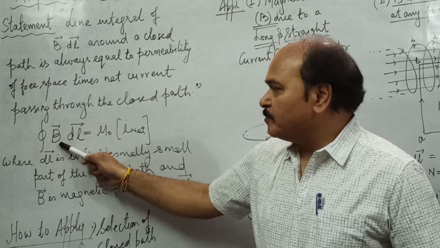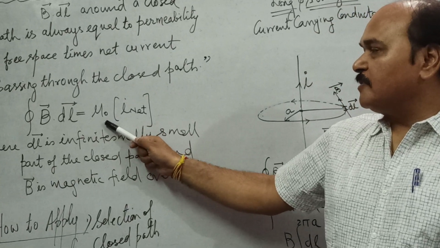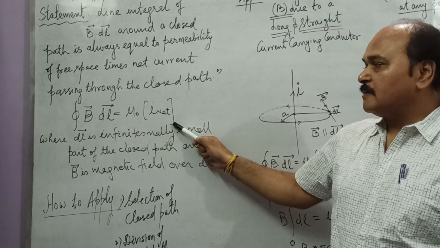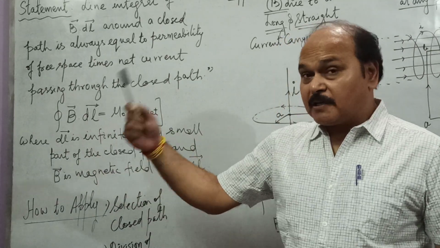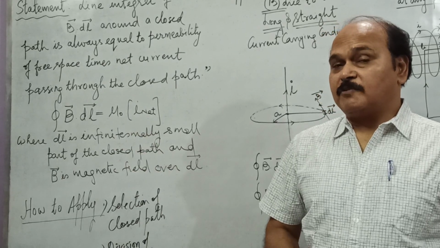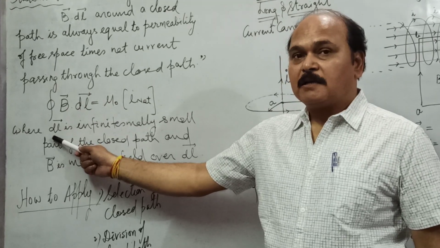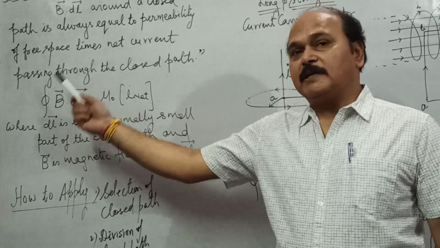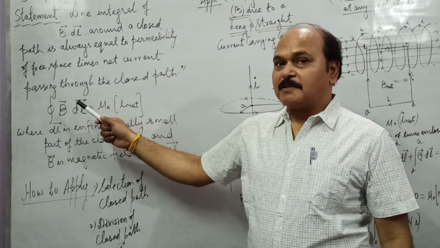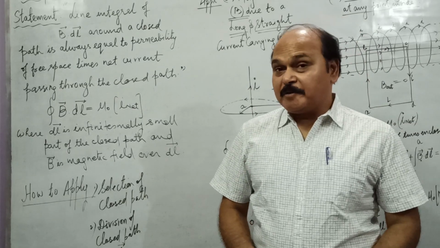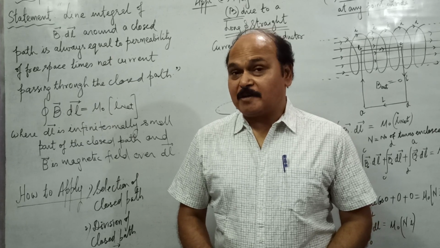The line integration of B dot dl around a closed path is equal to the permeability of free space times the net current, where dl is an infinitesimally small part of the closed path. We divide the closed path into very small parts, and one very small part is dl, and B is the magnetic field over dl. So the line integration of B dot dl around a closed path is always equal to the permeability of free space times the net current passing through the closed path. This is Ampere's second law.